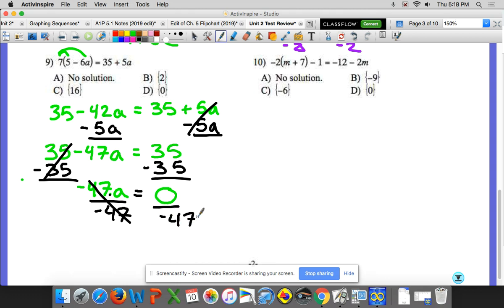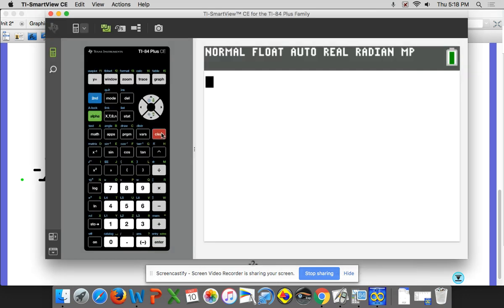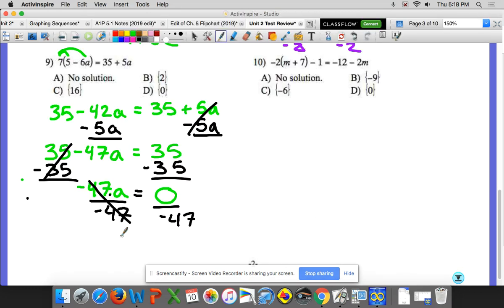So some people get right here, and they're like, okay, can't divide by 0. But you can't divide by 0, but you can divide from 0. So remember, always punch everything into your calculator because it will always give you the correct answer. So we have 0 divided by negative 47, and so we do get 0. And so we just have to remember that 0 is a number, and we can get 0 for our answer. And in this case, we did, and that would be choice D.